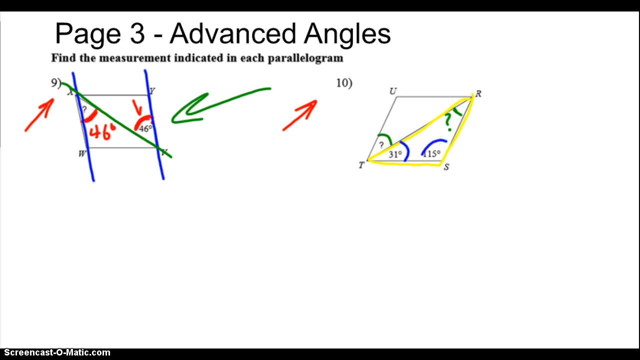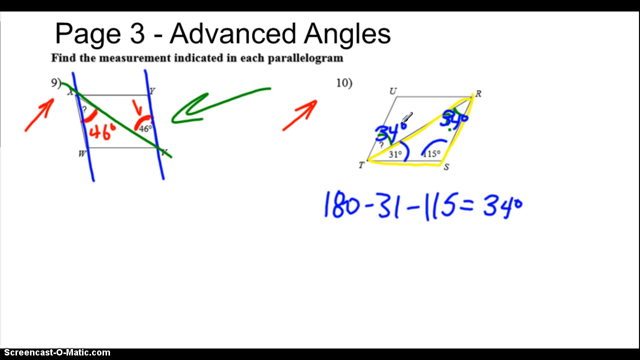Remember that all three angles of a triangle add up to 180 degrees, so I could do 180 minus 31 minus 115, and I would get 34 degrees. So that this is 34 degrees, and this is also 34 degrees. Now there's a couple other ways to do this one, but those are the two easiest, most straightforward ways of doing it. Again, a little confusing, but if you go slow and think about it, it shouldn't be too bad. Let's add in some algebra.